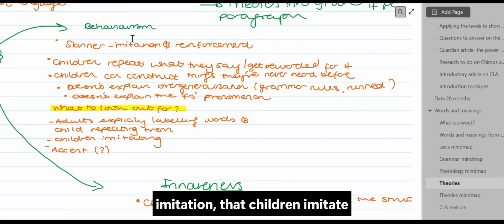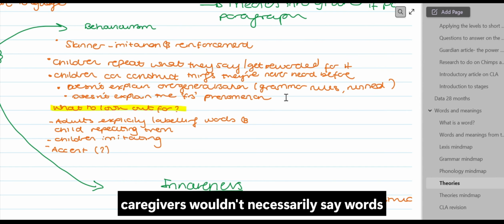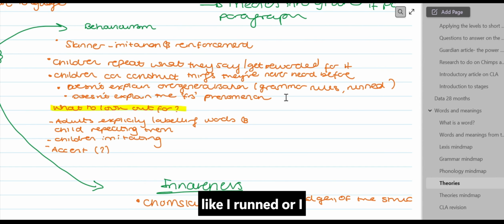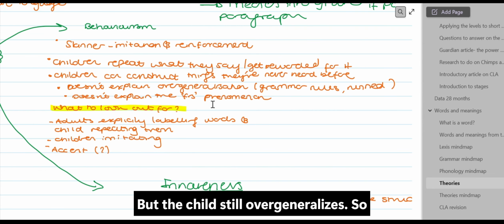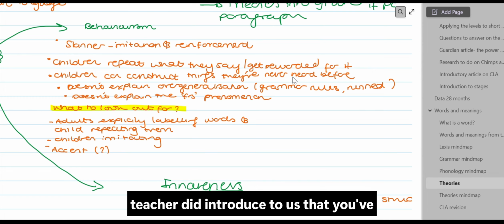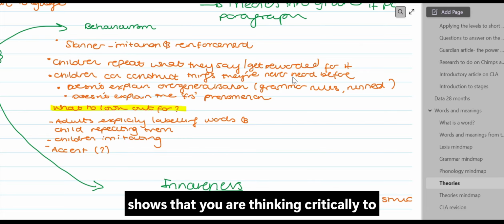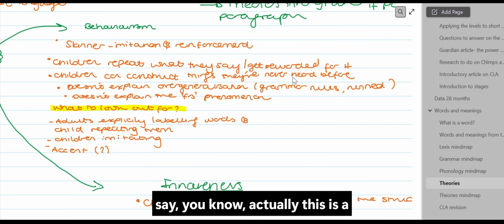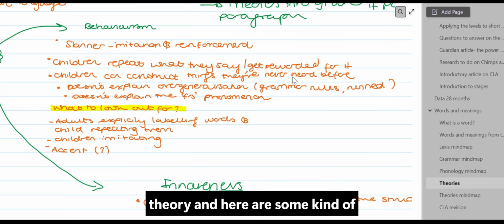So we've talked about this idea of imitation, that children imitate their caregivers. However, their caregivers wouldn't necessarily say words like "I runned" or "I swimmed," right? They wouldn't say that. But the child still overgeneralizes. So again, this is an idea that my teacher did introduce to us, that you've got to have a critical approach and not be hesitant to criticize the theory. In fact, it shows that you are thinking critically to say, actually this is a limitation of Skinner's behaviorism theory, and here are some alternative theories and ideas.